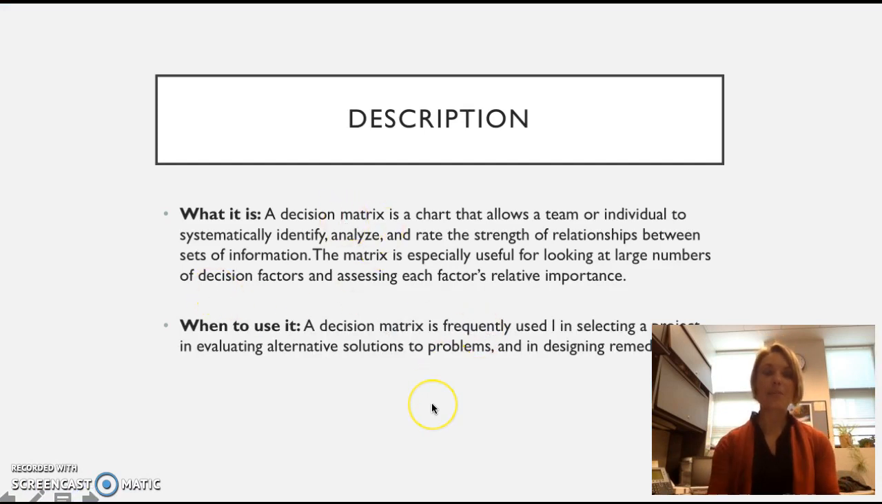A description of the decision matrix: it is a chart that allows a team or an individual to systematically identify, analyze, and rate the strength of relationships between sets of information. The matrix is especially useful for looking at large numbers of decision factors and assessing each factor's relative importance. We use it when we select a project, evaluate alternative solutions to problems, and also design remedies or solutions to problems.